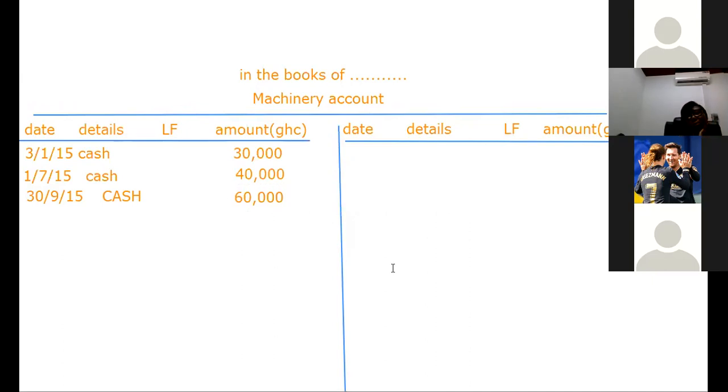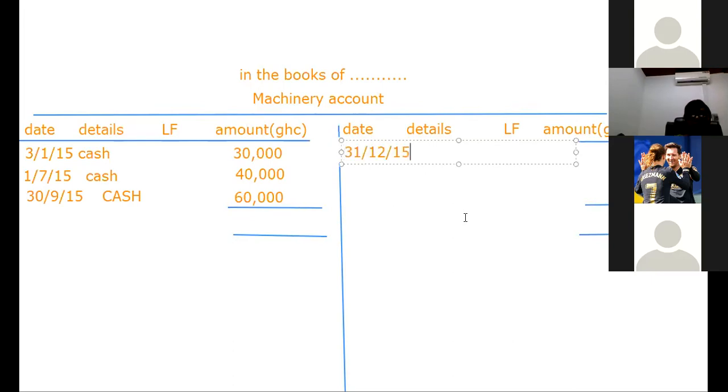What else? We have machine D. When was machine D acquired? 1st March 2016. Okay, so we are supposed to prepare the account for each year. If we have to prepare it for the end of each year, it means that for machine 2015, we have to draw a closing balance for the year ended 31st December 2015.